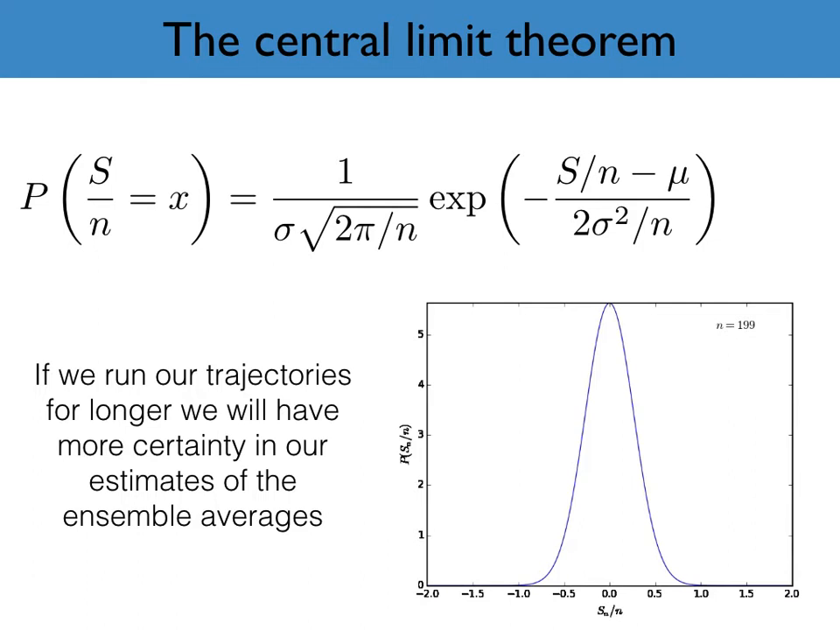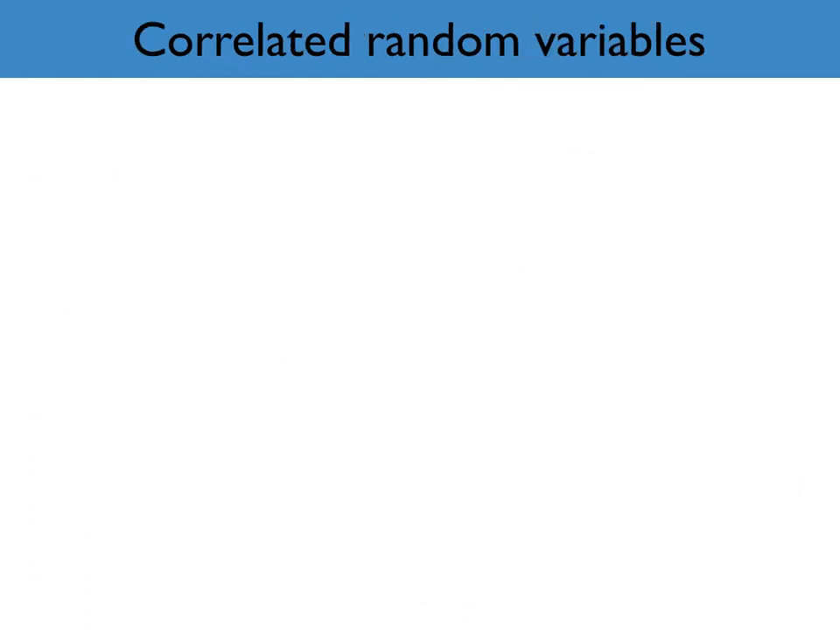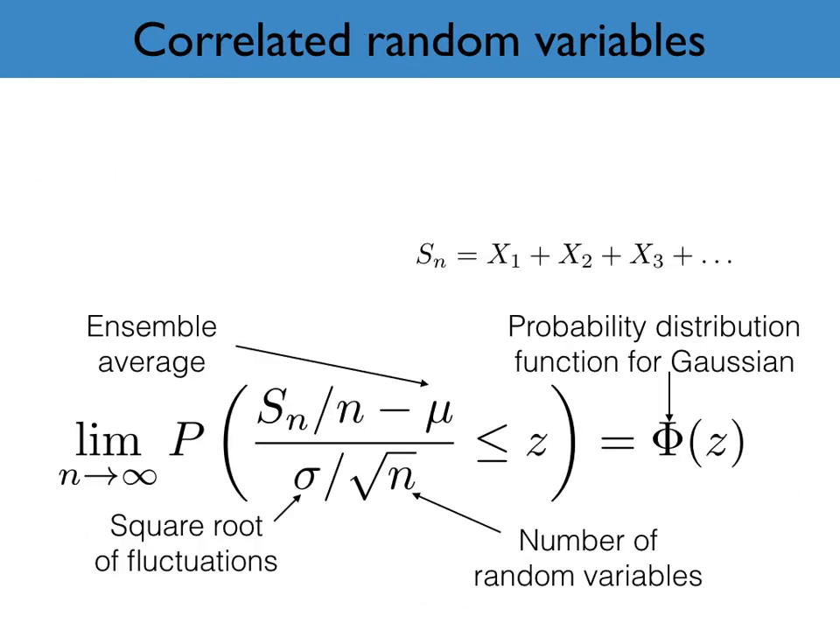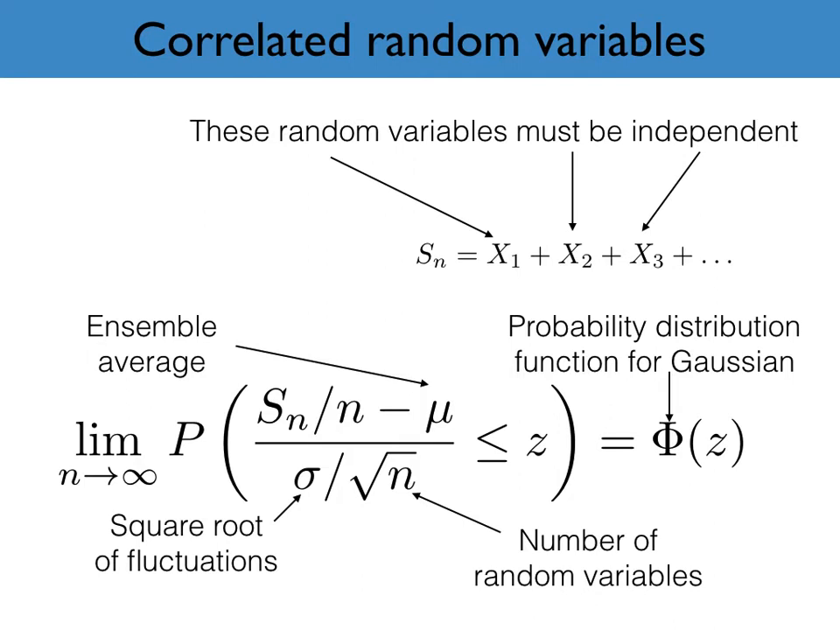This is great, but we shouldn't get carried away, as there is a fly in the ointment. The central limit theorem is only valid when the random variables that we add up are independent. Before we use this result to analyze trajectory data, we should thus ask ourselves if it is safe to assume that the set of CV values that we extract from a typical simulation trajectory are independent.